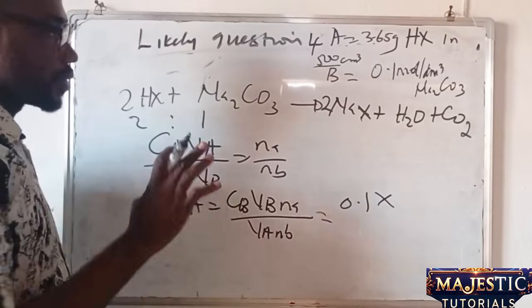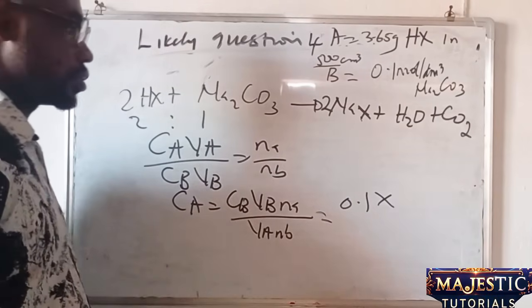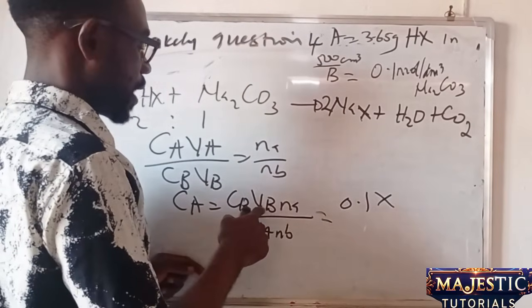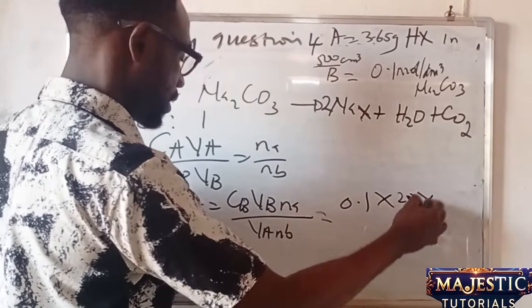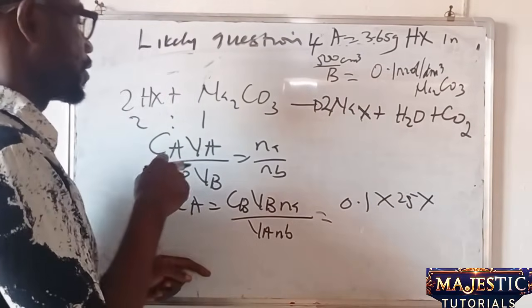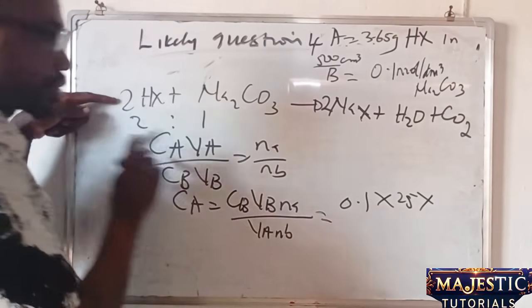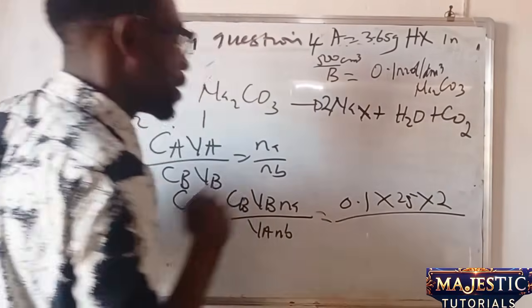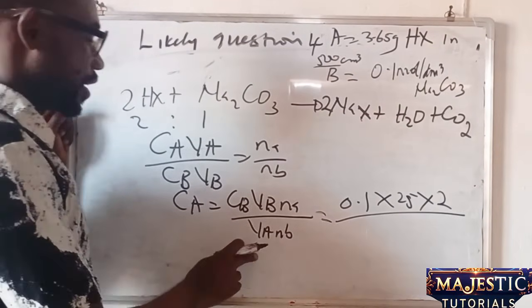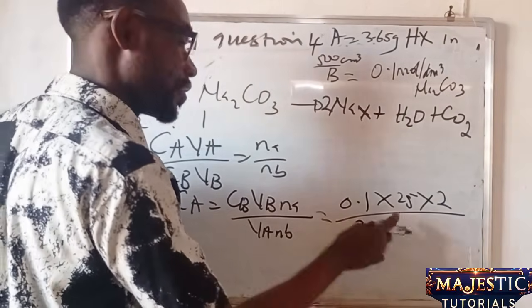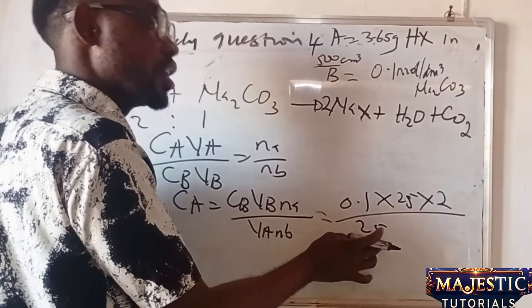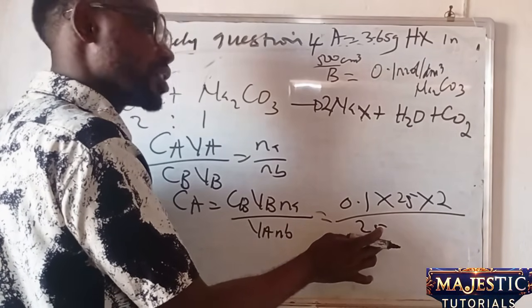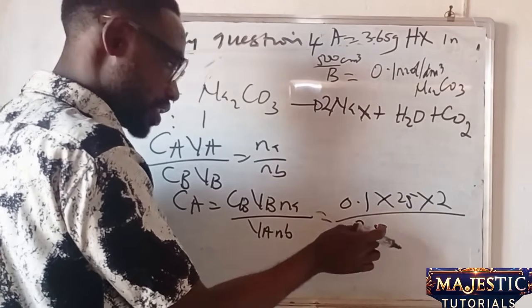Be careful. The questions are constructed to teach you the possible things that you might see. VB is our 25 times NA here. Now be careful. NA is 2, the mole ratio of the acid, times 2 this time around. Divide by VA, which is still our endpoint, 25. Remember to use the endpoint.